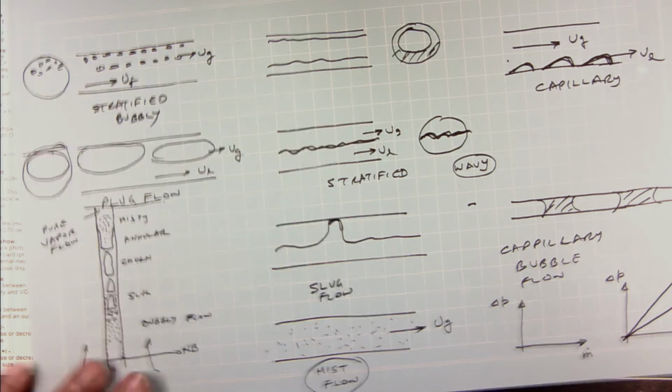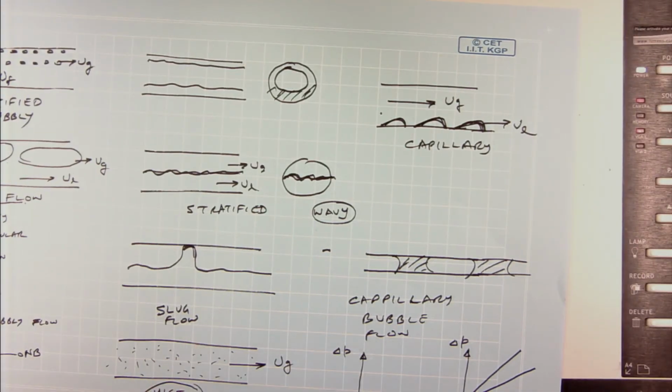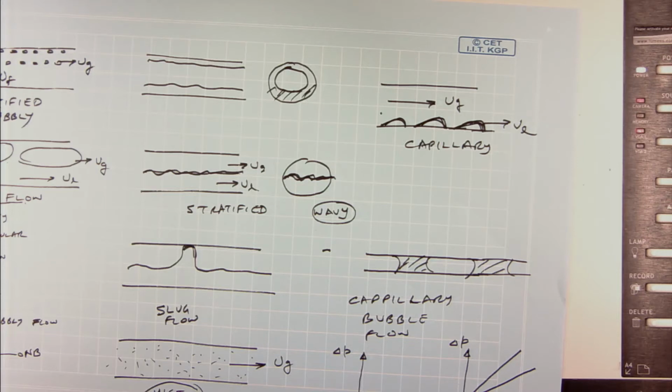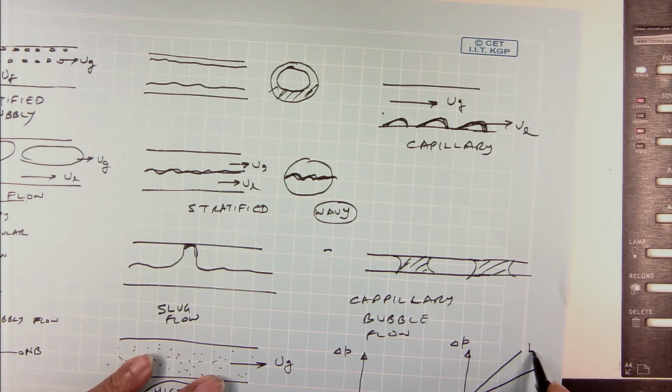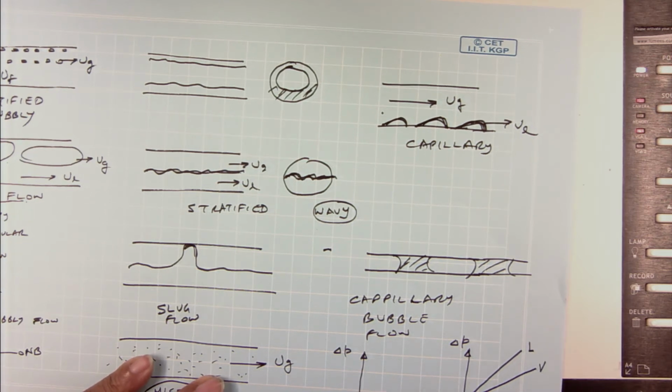Okay. So, I plot the pressure drop as a function of the mass average velocity. Which one of these is liquid, which one of these is vapor? Okay, so, the top one will be liquid, the bottom one will be vapor.